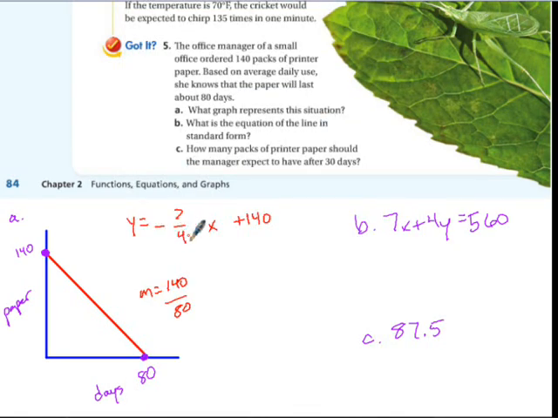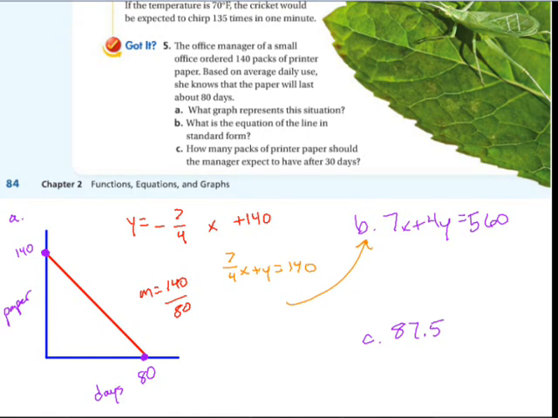Okay, so negative 7/4 x. Now, to change this to standard form, all I have to do is add 7/4 x to both sides. So 7/4 x plus y equals 140. And then if I multiply everything by 4, I get that.